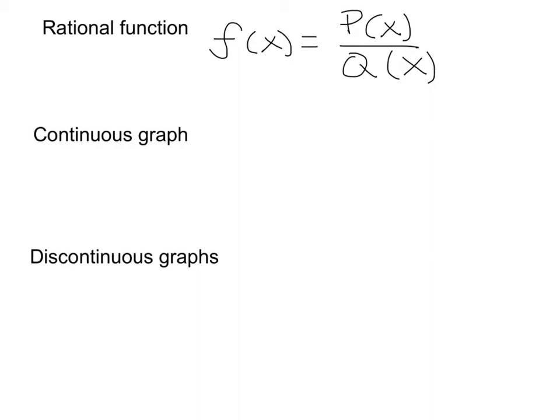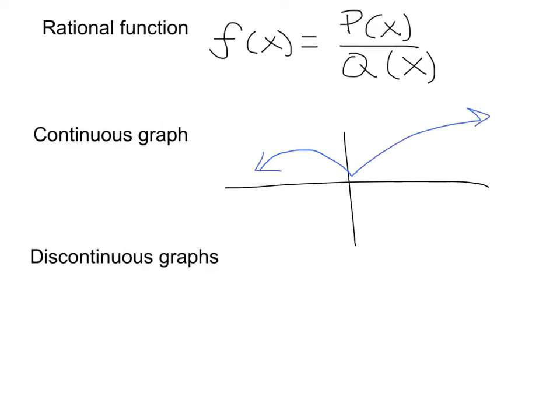So if you were to look at a picture of this in a graph, your book shows it like this. It's never going to stop. It's never going to jump to anywhere else. It's going to look like that.